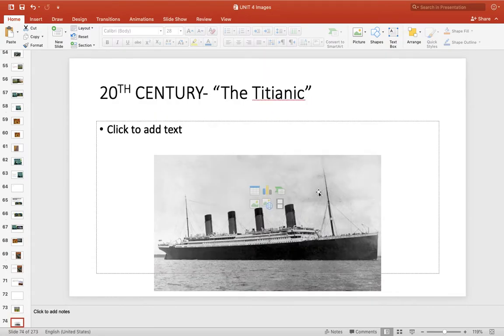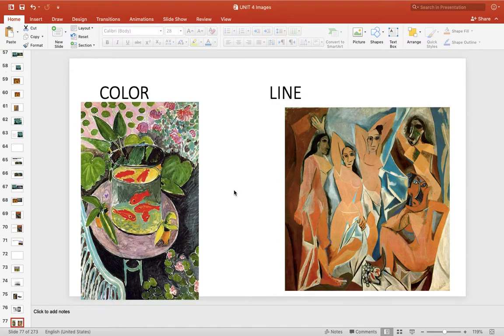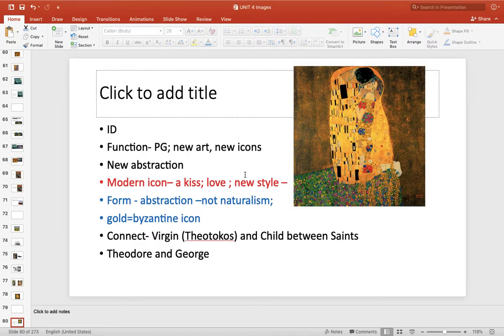Okay. 20th century, let's see, the modern world, new ideas. 20th century, we have color people, we have line people. The Kiss, this is really a new kind of icon, a new art. It's abstracted. It's famous because it's a modern icon. The Kiss, new style, new icon. The form, it's abstracted. It's not naturalistic. Also, the gold is Byzantine, almost like an icon.